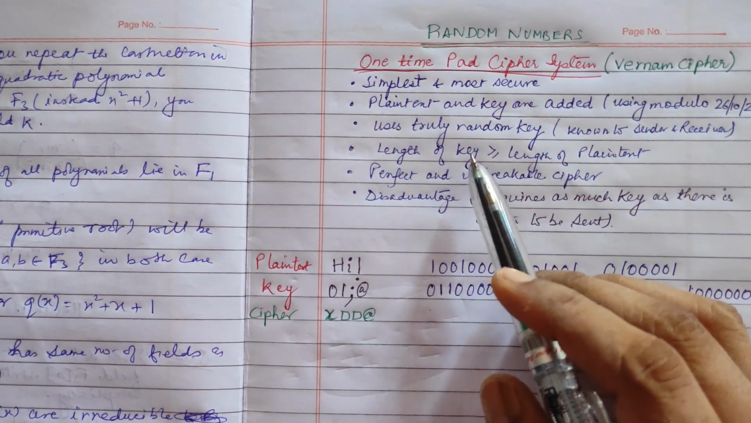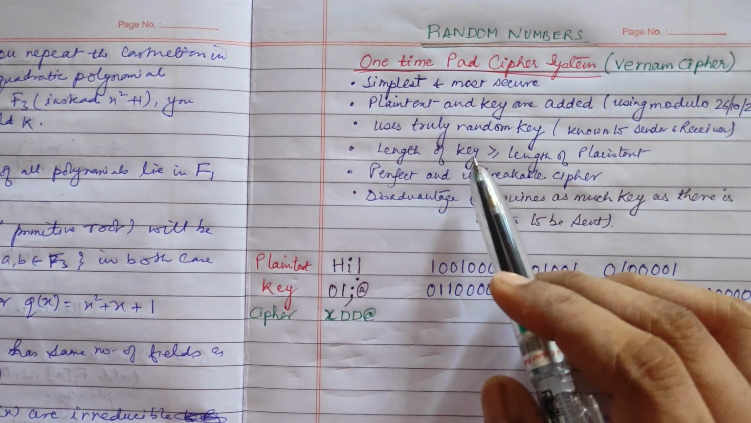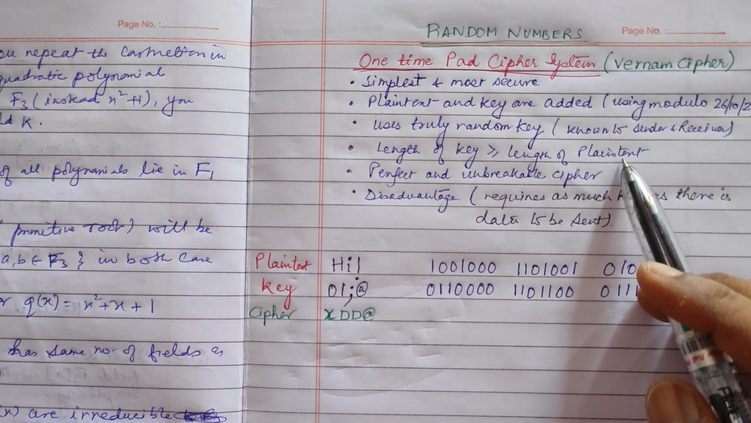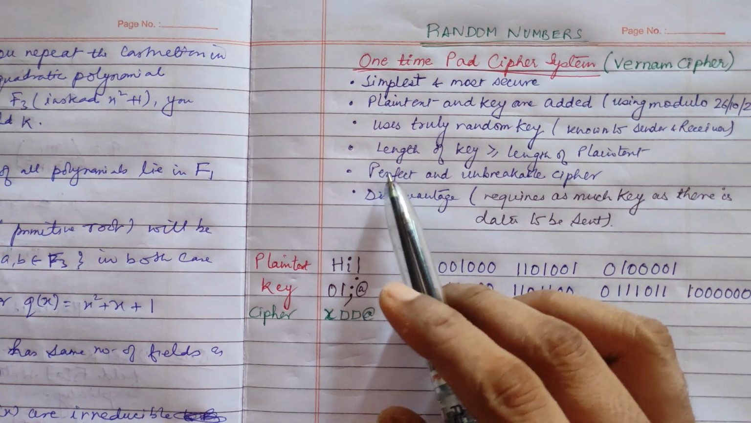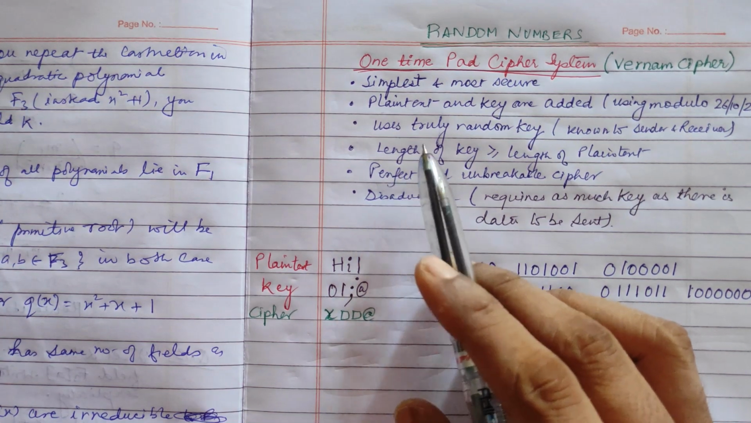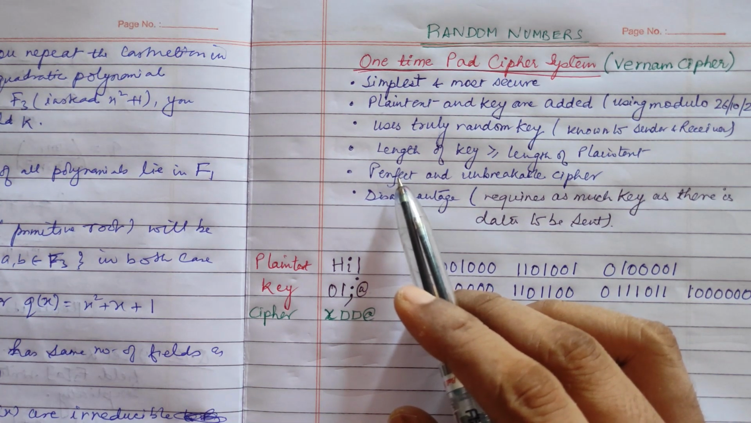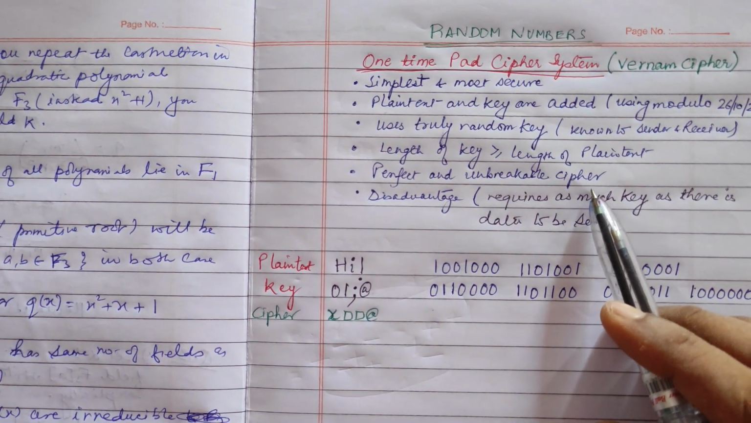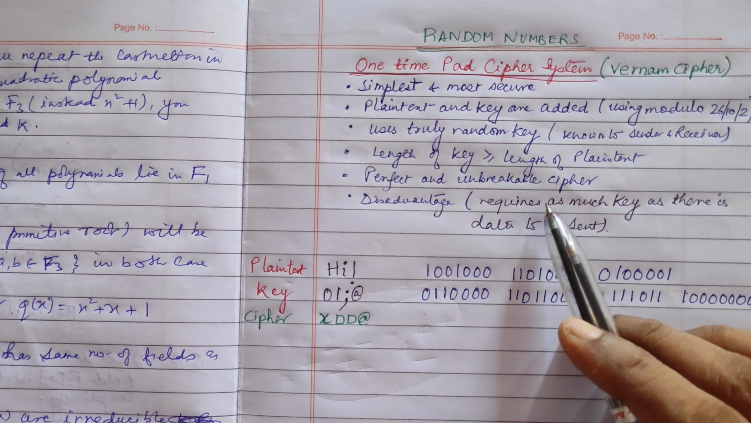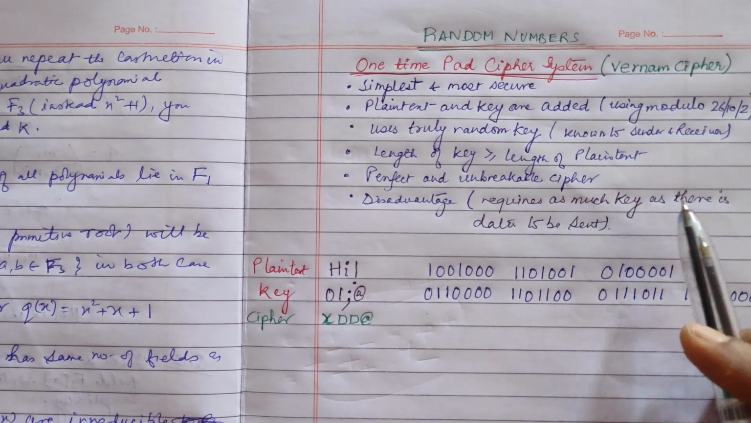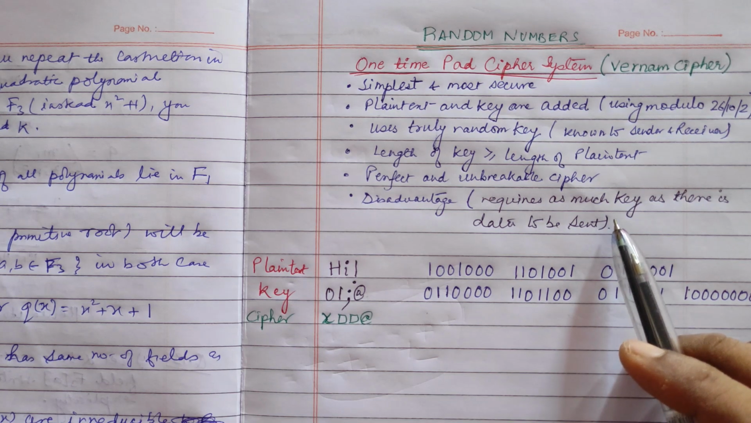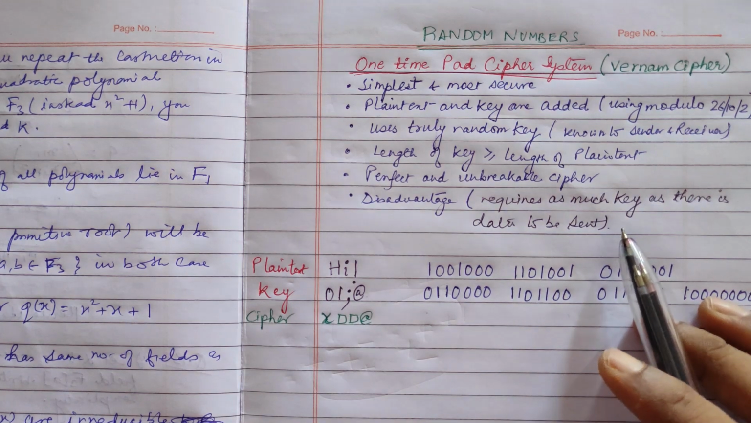The constraint here is that the length of the key should be at least the length of the plain text. This is also known as perfect cipher and it is an unbreakable cipher. The disadvantage of this cipher is that it requires as many keys as there is data to be sent. What it means is, suppose we have to send 5 messages, we require 5 different keys.